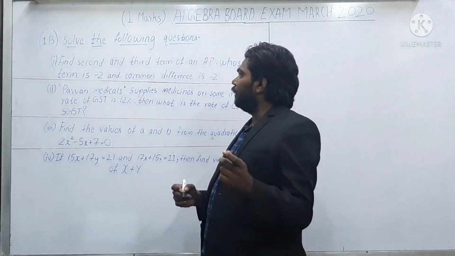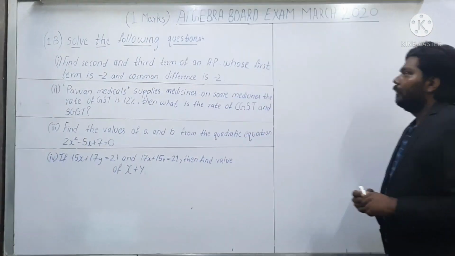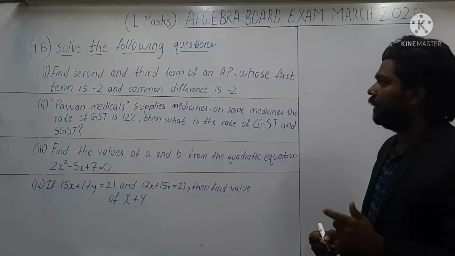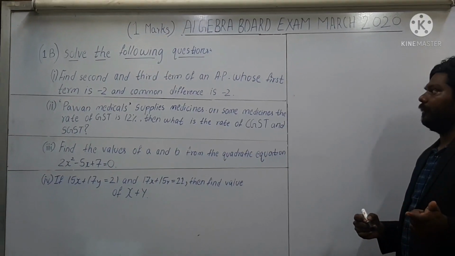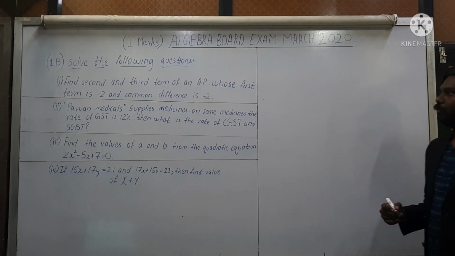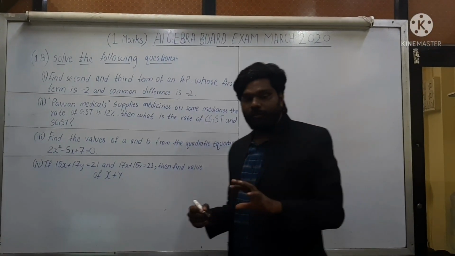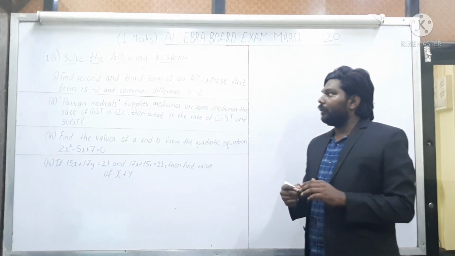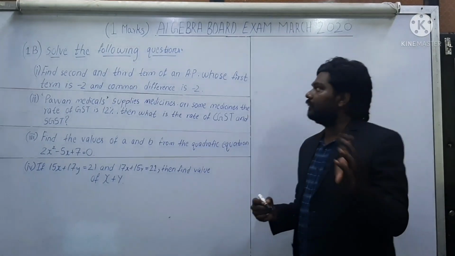Find second and third term. Let us see the first question. Find the second and the third term of an AP whose first term is -2 and the common difference is -2. Now the first term is -2 and the common difference is also -2. So what have they told us to find? Find the second and the third term of an AP.